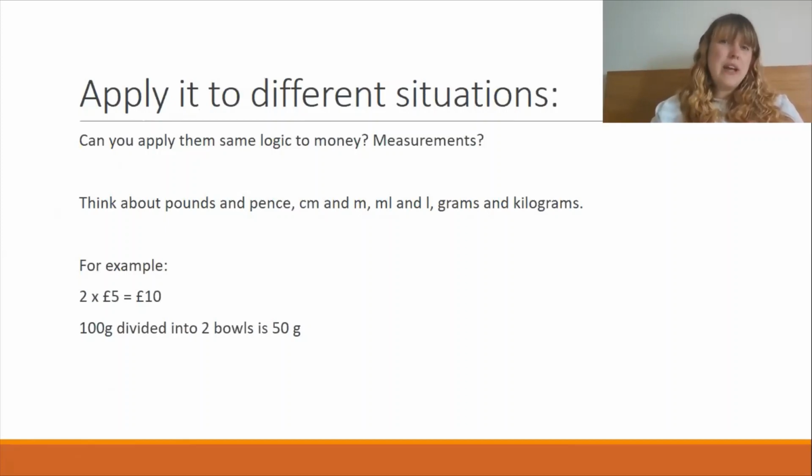If you're really secure in the previous slide and you want to push yourself a bit harder, you could have a go at applying what you know to different measures. So, for example, 2 times £5 is £10. 2 lots of £5 is £10. Or 100 grams divided into 2 bowls is 50 grams. It's amazing how quickly you can solve an awful lot of problems with something as simple as your multiples of 2. Can you come up with your own examples? Think about pounds and pence, centimetres and metres, millilitres and litres, grams and kilograms. If you're getting a bit stuck, ask a grown-up to help you.